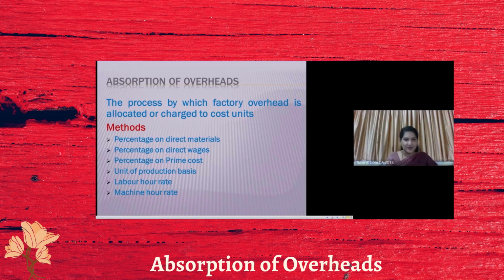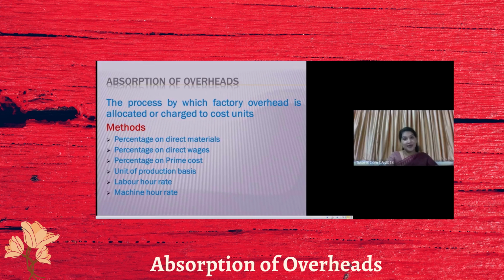Primarily for our syllabus, we would be discussing six methods of absorption of overhead. Of these, the last one is very, very important for us. The first one is percentage on direct materials. As the name indicates, it's very clear: it's computed on the basis of direct material cost. We will come to the details. The second one is percentage on direct wages.